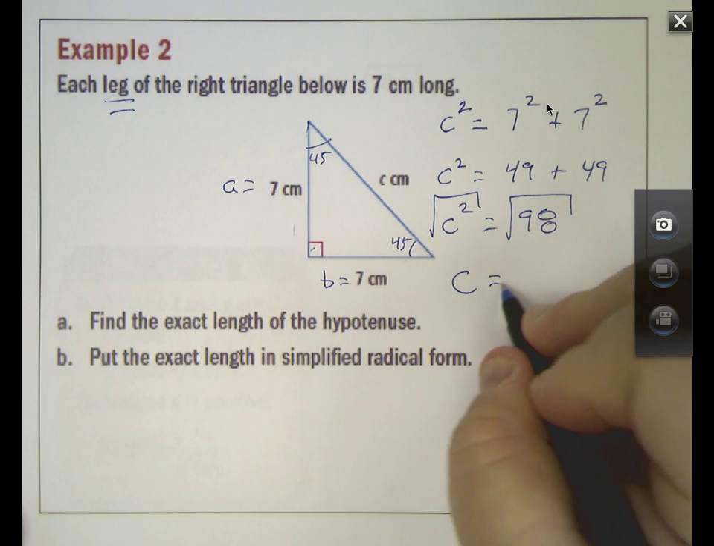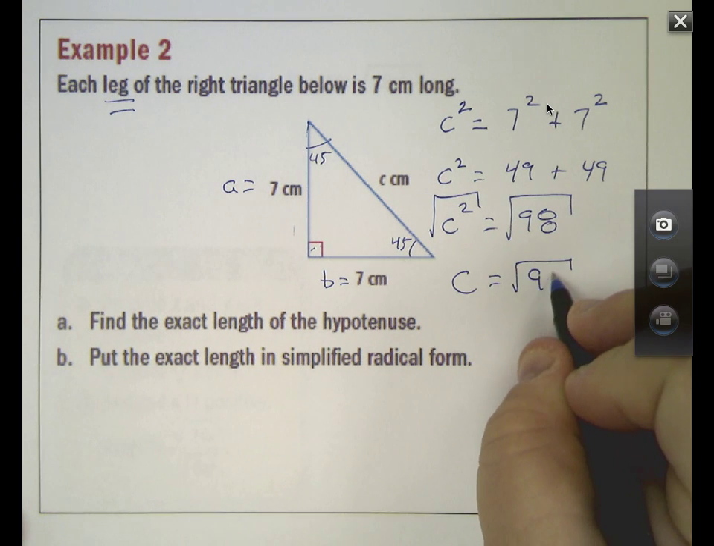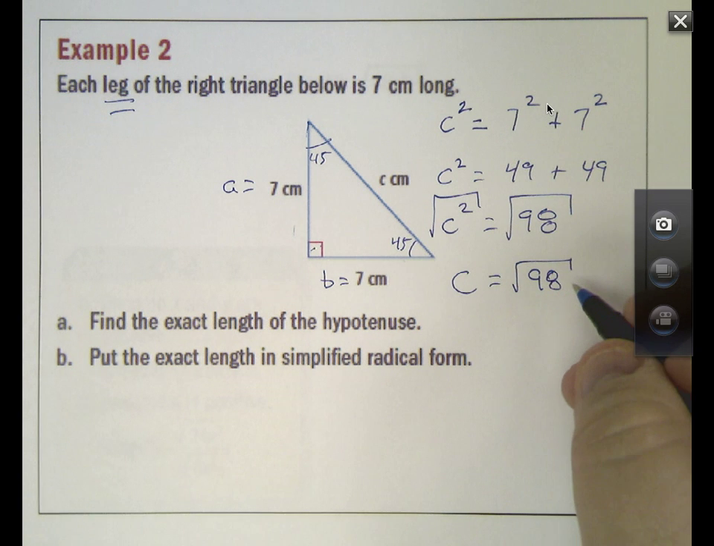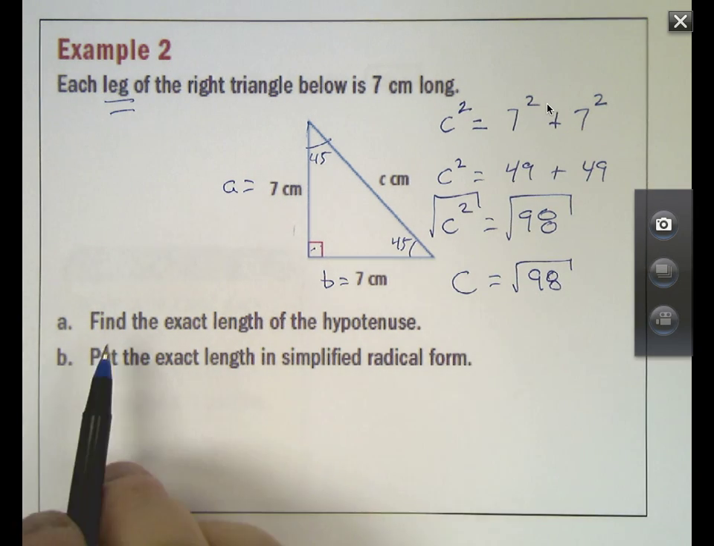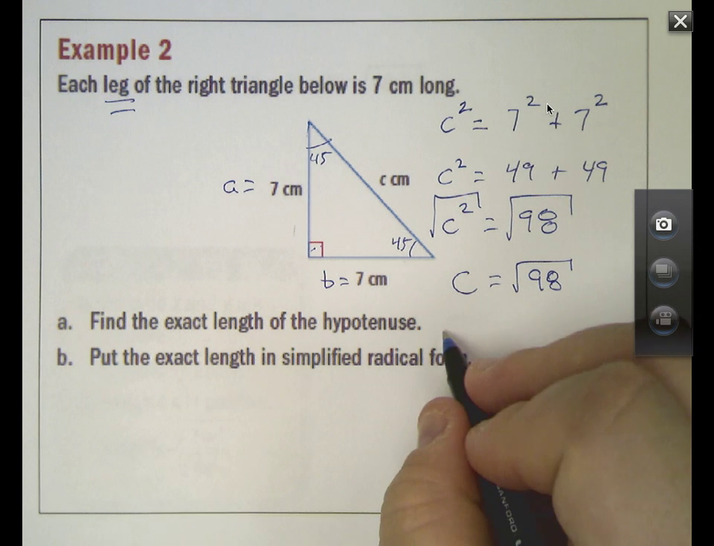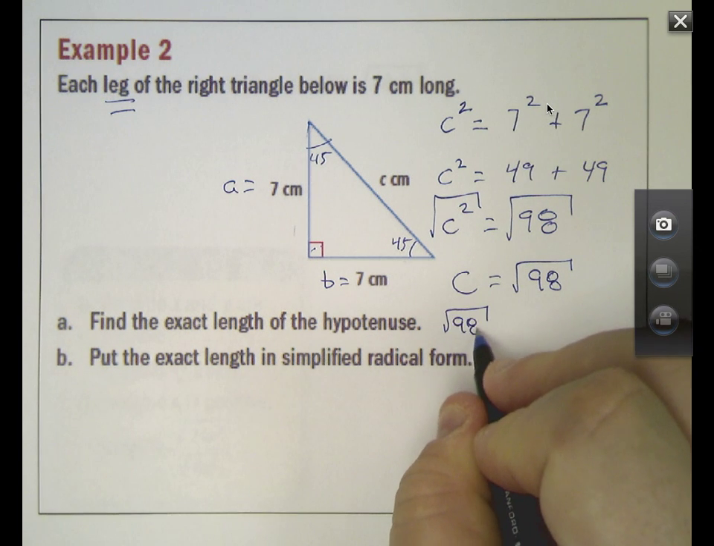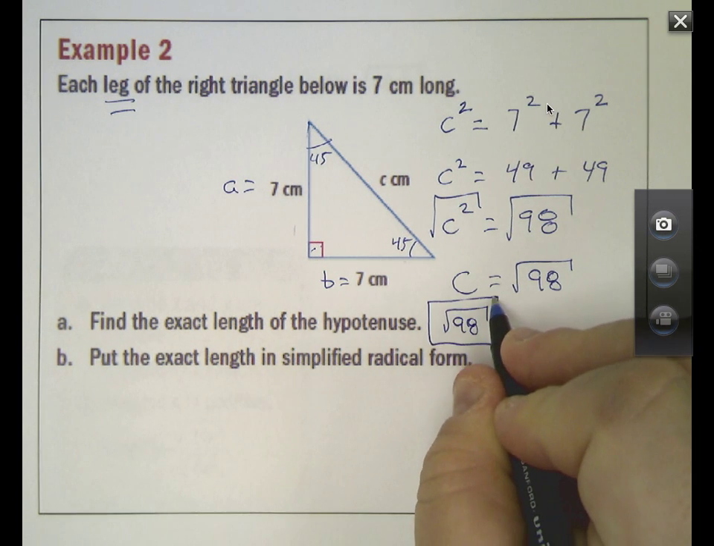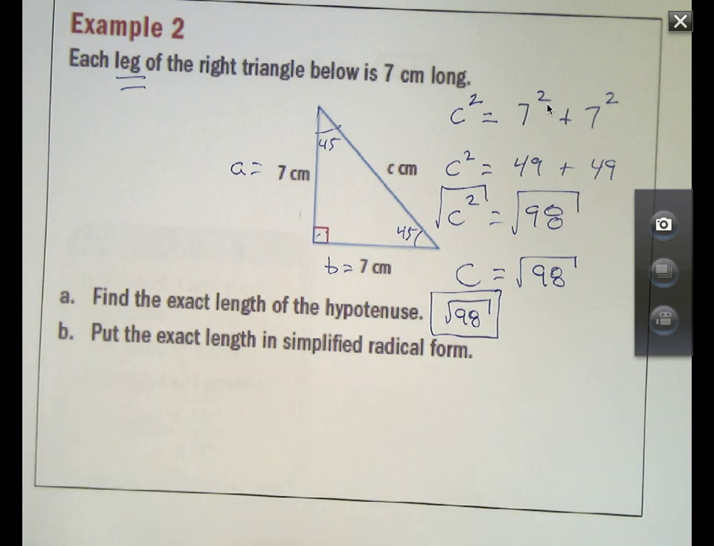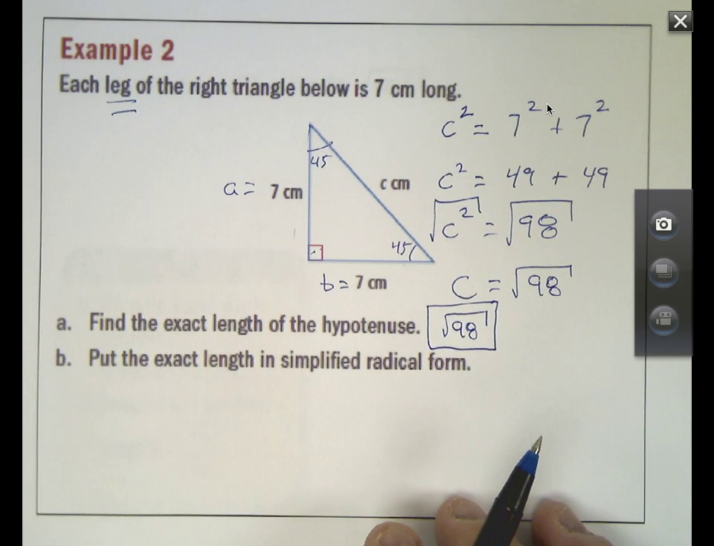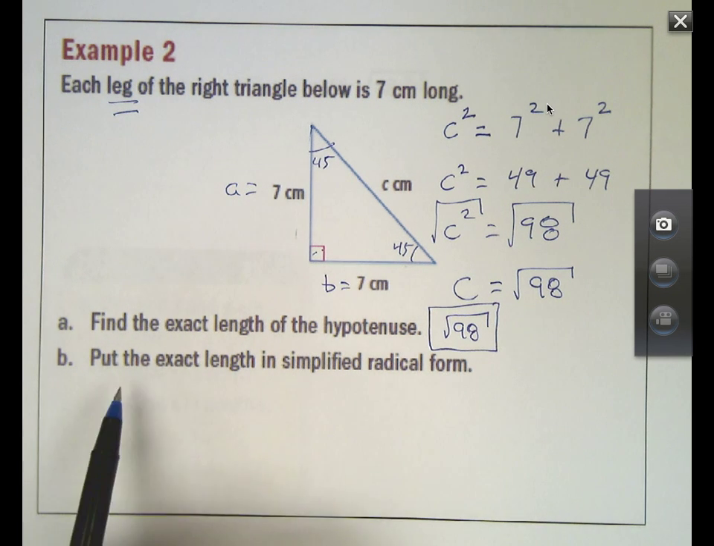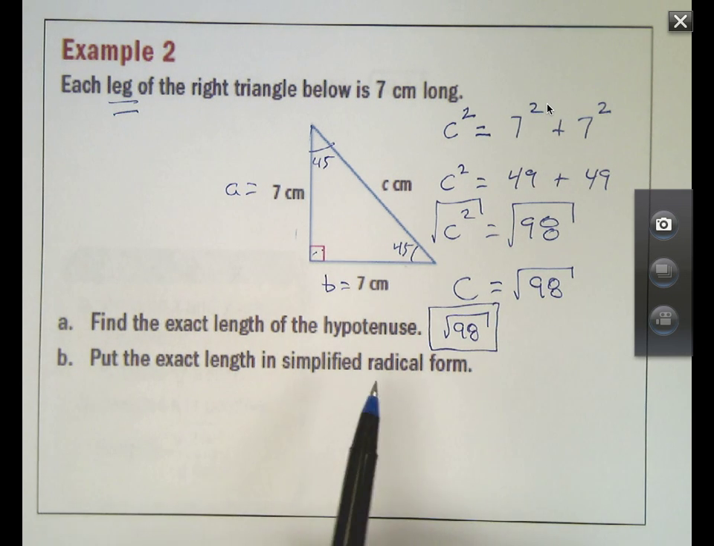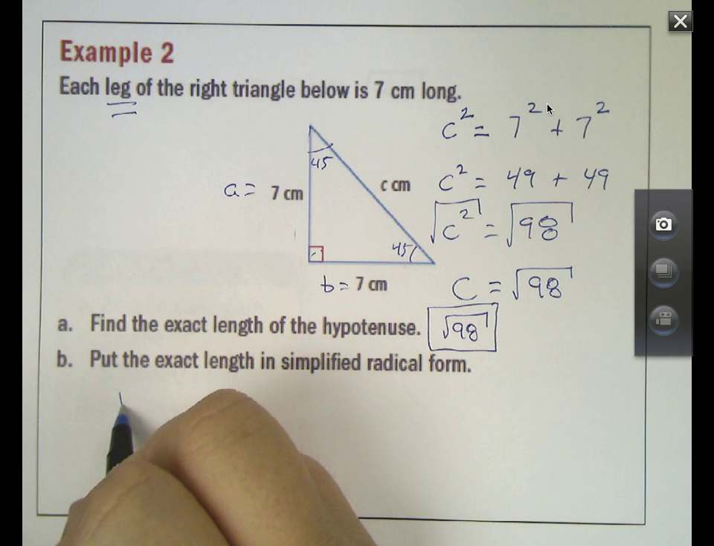We just want c, so I take the square root of this. c is equal to the square root of 98. Now, this would be our exact answer. Okay? This is A. Find the exact length of the hypotenuse. The square root of 98 is our exact answer. If we want an approximate answer, we would just go to our calculator and get a decimal, right? Out to like 2 places.